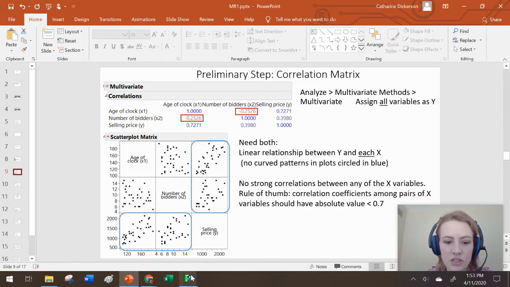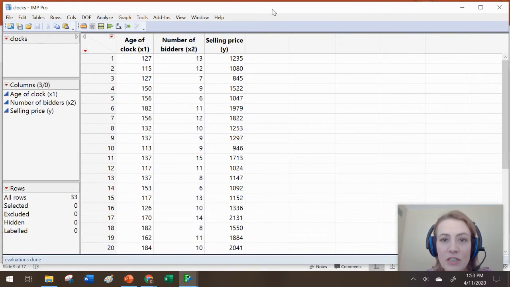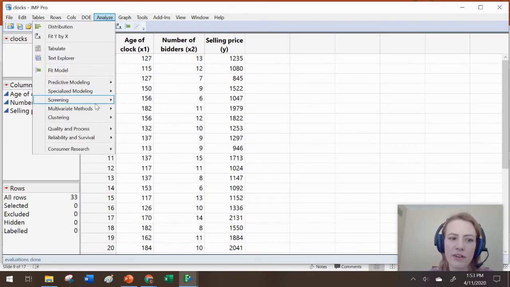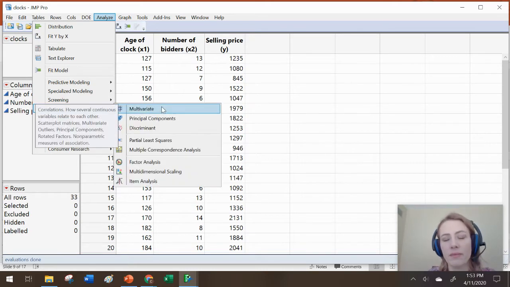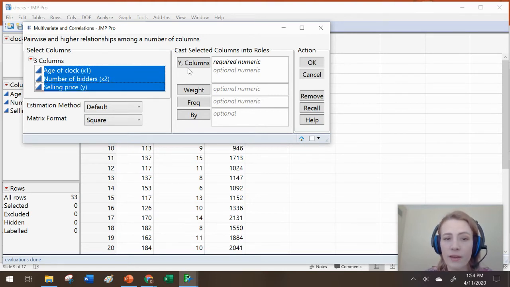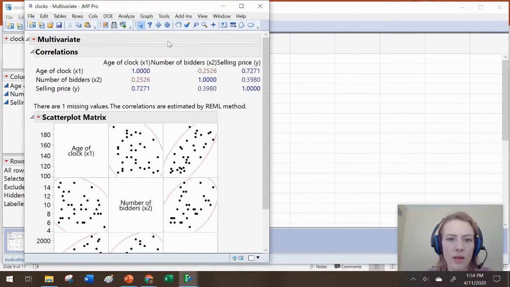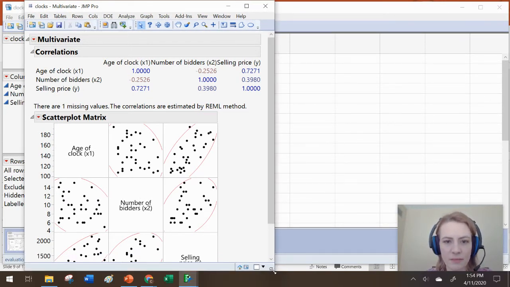All right, so I'm going to go into JMP. And the first thing we need to do is figure out if it's appropriate to do this prediction at all. So I'm going to go to Analyze, Multivariate Methods, Multivariate. We did this before when we looked for the correlation coefficient between two variables. So what we're going to do is take all the variables, all the x's and the y, and put them as Y columns. And press OK. This will give us the correlation matrix and the scatter plot matrix.